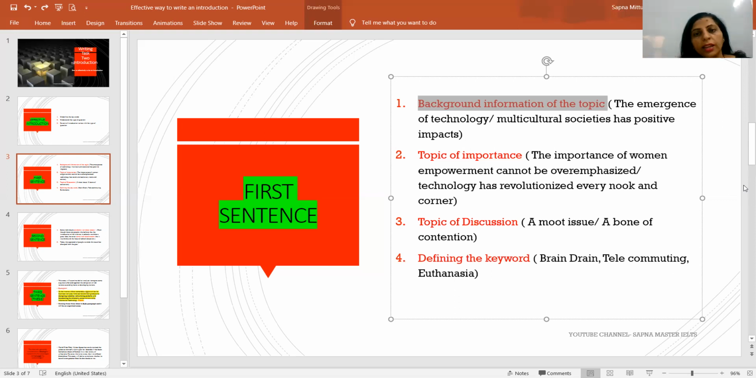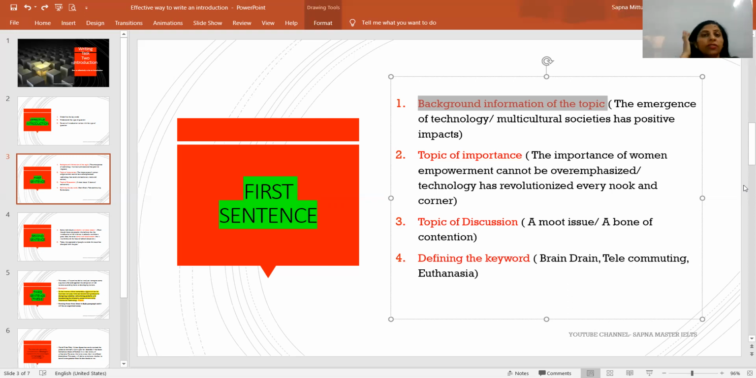Then the next thing is topic of importance. If something is important and you want to share it, you can talk about it here. Suppose you are talking about technology, I have already given an example here: technology has revolutionized every nook and corner. So this word can also be given here. This is about the first sentence only. The third thing is whether it is a moot issue or a bone of contention. So you can talk like that.